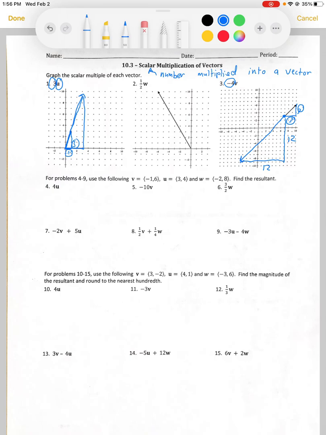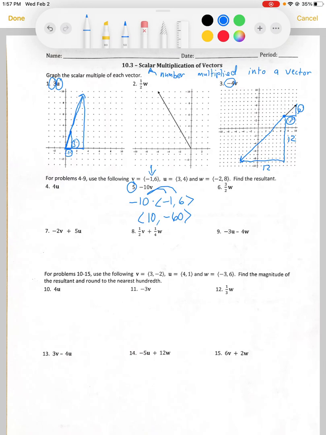When we have a vector in component form, it's even more simple. So for example, here at number 5, we have negative 10v. V is this vector right here in component form, negative 1, 6. We simply take negative 10 and multiply it to both of those numbers. So I'm just going to write that out. It's going to be negative 10 times our vector in component form, negative 1, 6. Our answer here will simply be, it's almost like distribution, negative 10 times negative 1 becomes positive 10. And negative 10 times 6 becomes negative 60. We leave that in component form, and there's our answer.